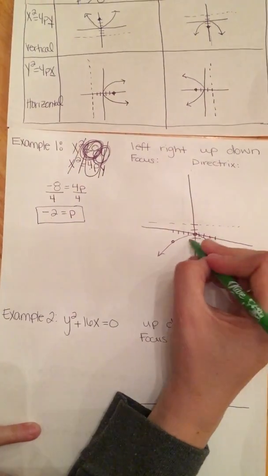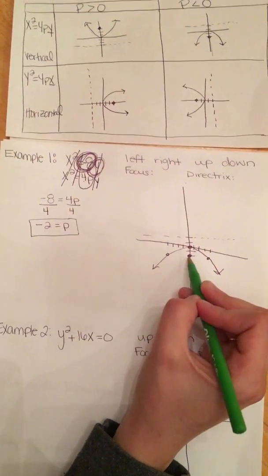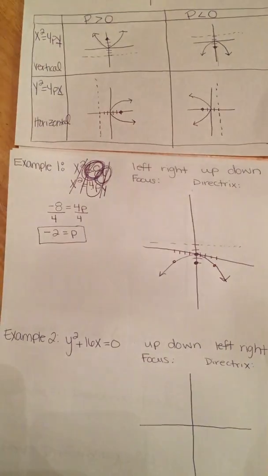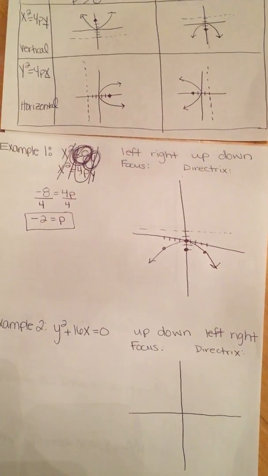So again, I'm hugging that focus. I'm using the focus to get my other points, but I don't want to draw my graph through the focus, right? We're hugging it. Okay, so let's answer some questions.